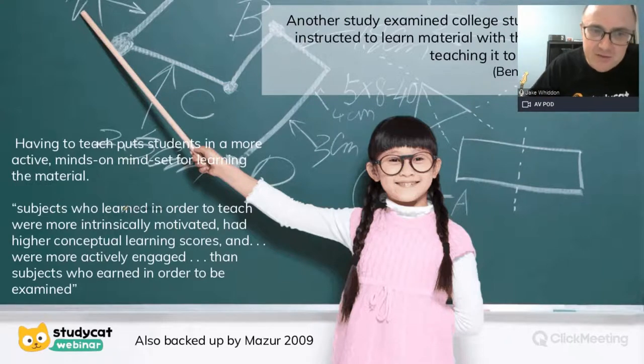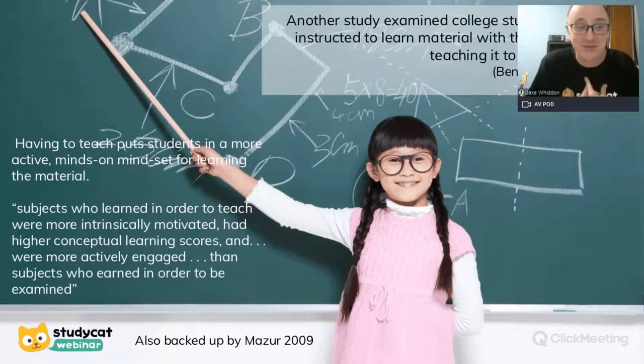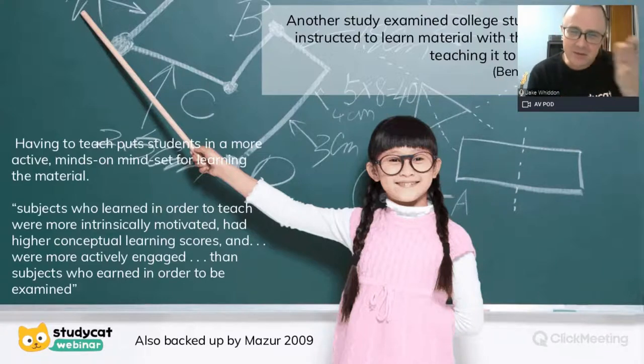So subjects who learned in order to teach were more intrinsically motivated because they're worried about themselves, right? And in my past webinars, I love the concepts of intrinsic motivation. And they had higher conceptual learning scores and were more actively engaged than the students who just learned to be examined. So it's such a wonderful little bit of research there.